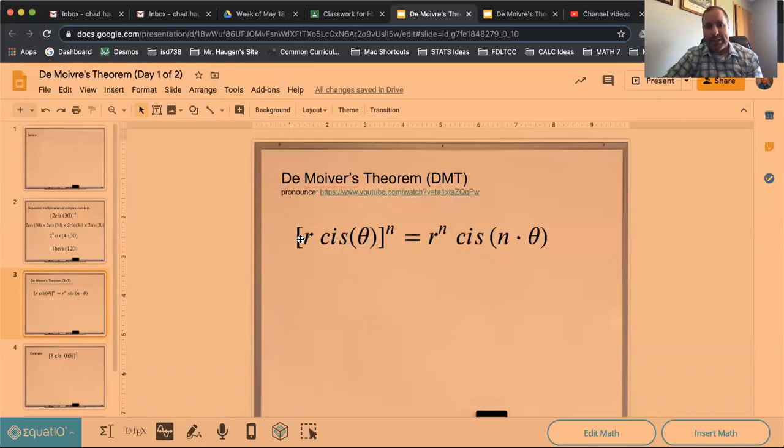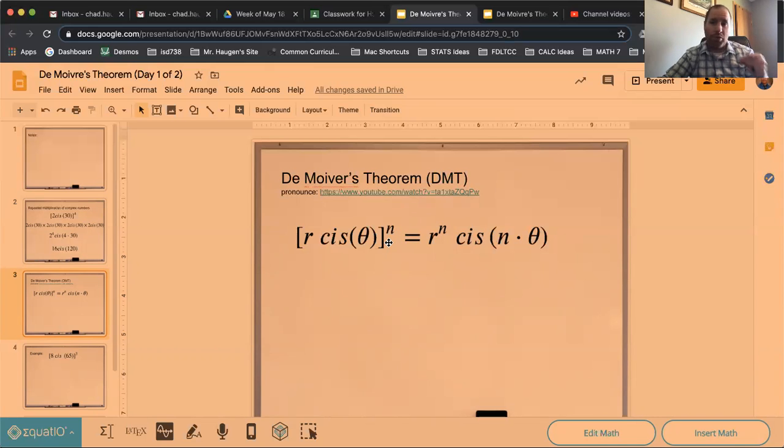But all it's saying is that if we have a radius, or our distance away, or our absolute value, sometimes we call that 2, I call it a radius. It's kind of like going around in a circle. We just take that to the n power, and then the inside just gets multiplied by that n. And that's it. That's the whole thing. That's when we raise something to a power.